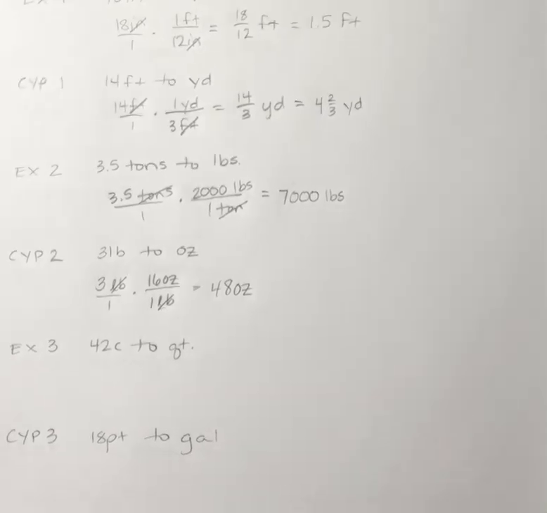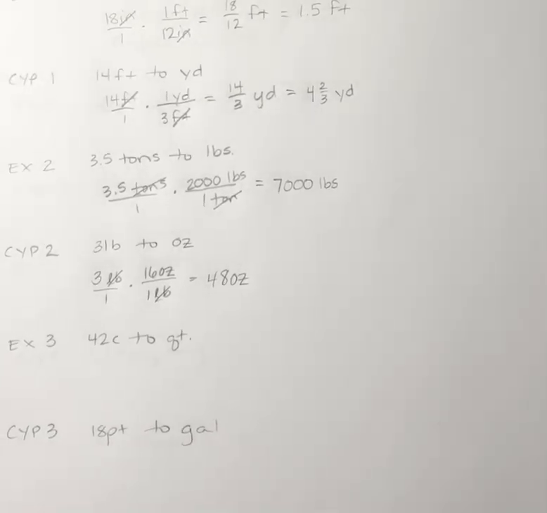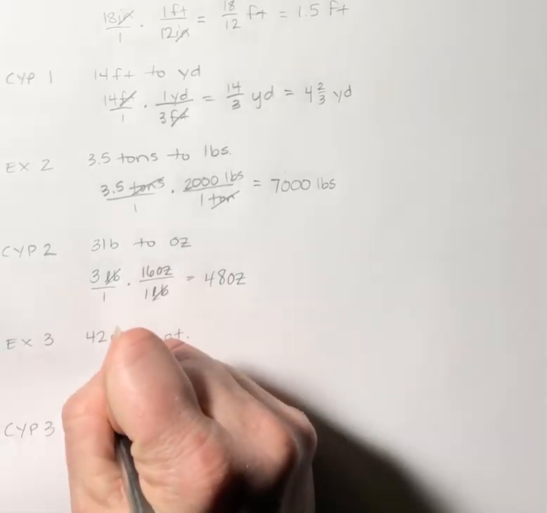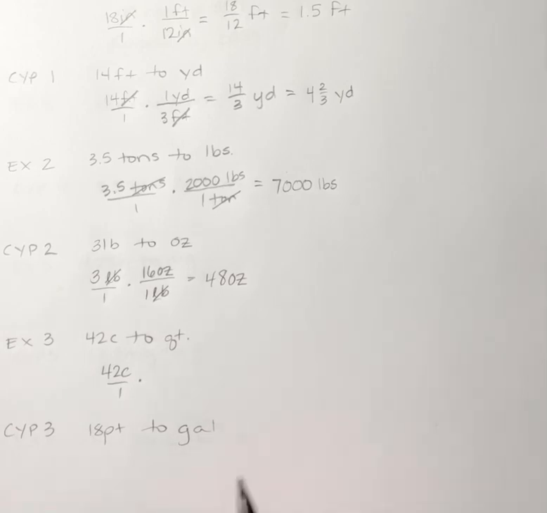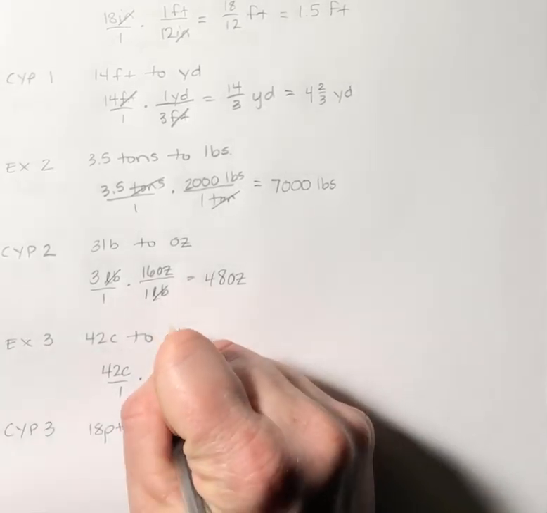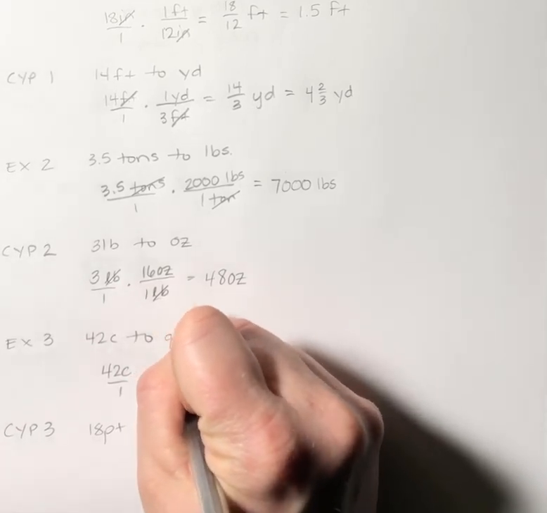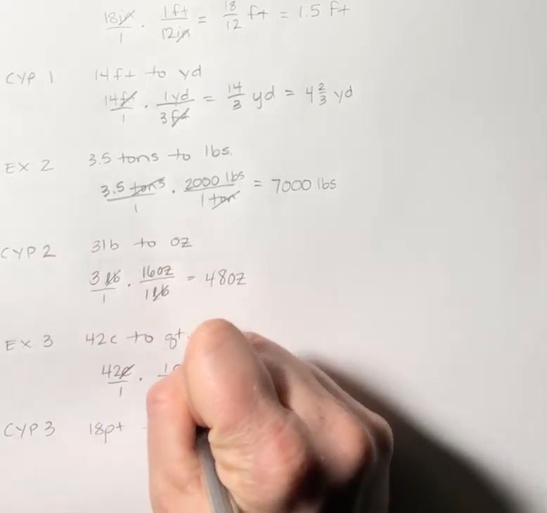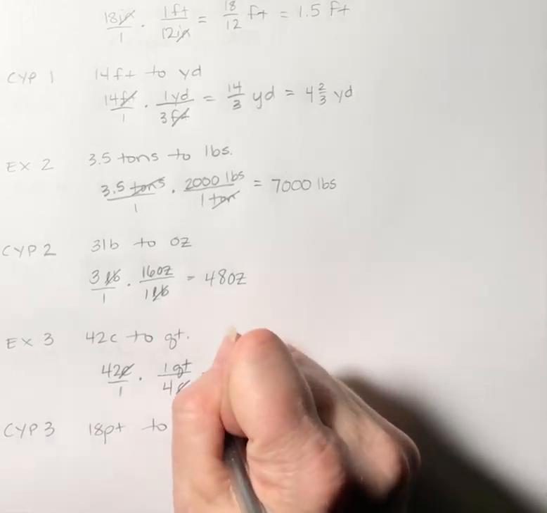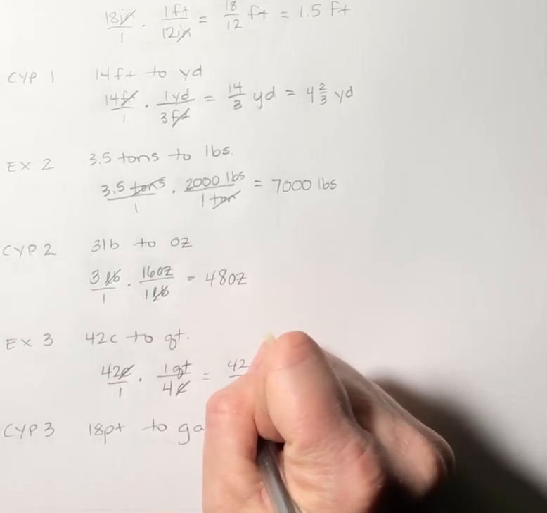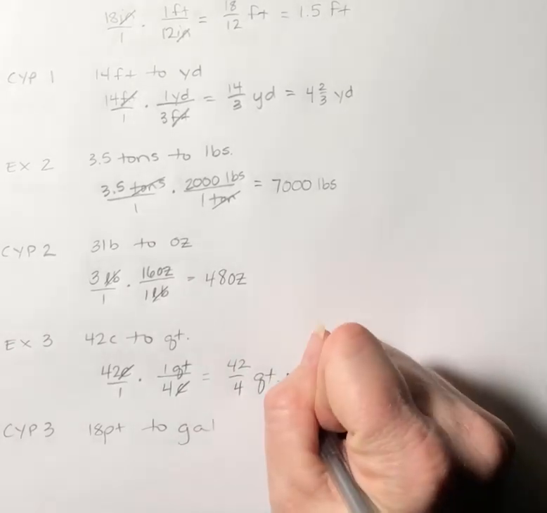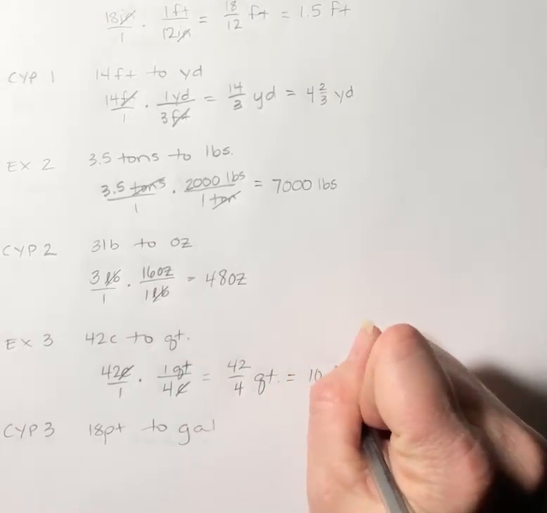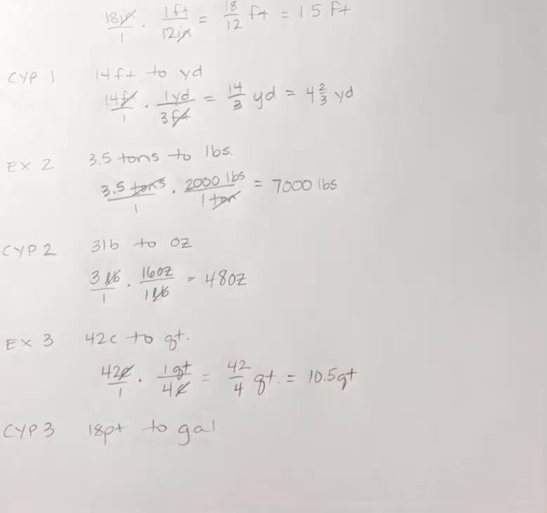Example 3, 42 cups. So 42 cups over 1. There are 4 cups in a quart. So 4 cups is equivalent to 1 quart. My cups can cancel. I multiply 42 over 4 quarts. 42 over 4 is equivalent to 10.5.